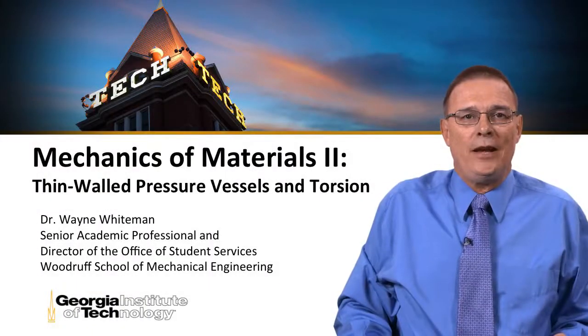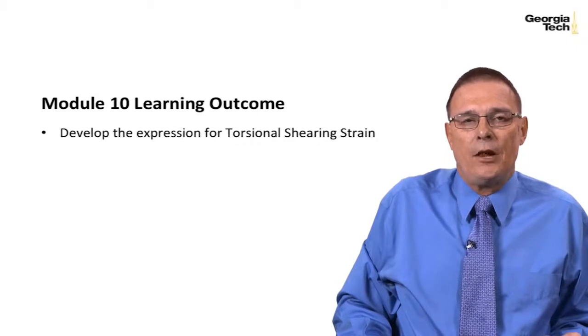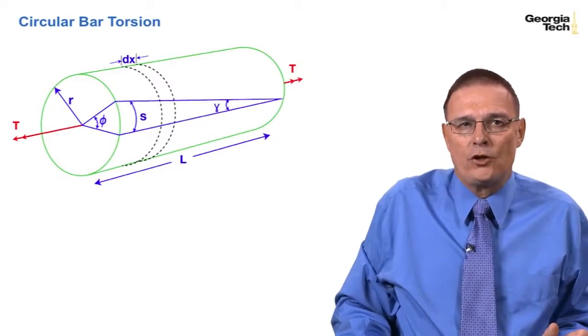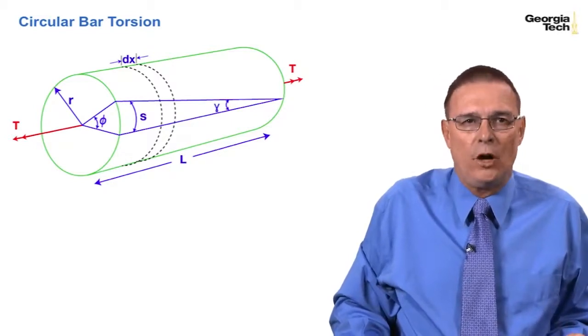Welcome to Module 10 of Mechanics of Materials Part 2. The learning outcome for today is to develop the expression for torsional shearing strain. And we're going to focus on circular bar torsion as opposed to having other types of cross sections.